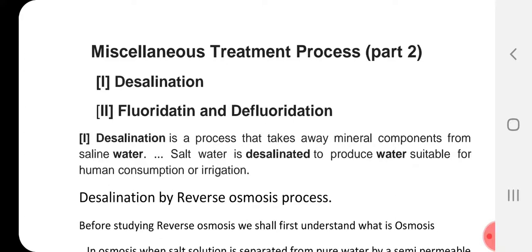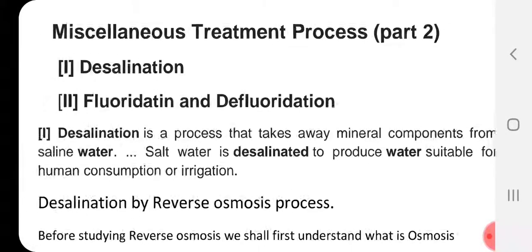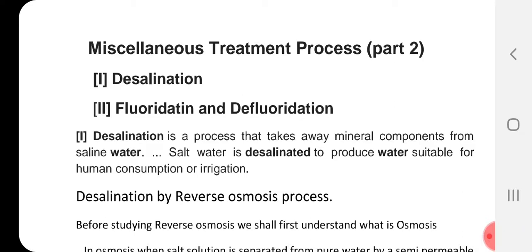What is desalination? Desalination is a process that takes away mineral components from saline water. Salt water is desalinated to produce water suitable for human consumption or irrigation. So, desalination means removing the salts present in the water. That water is called salty water or saline water, which is not good for our consumption.